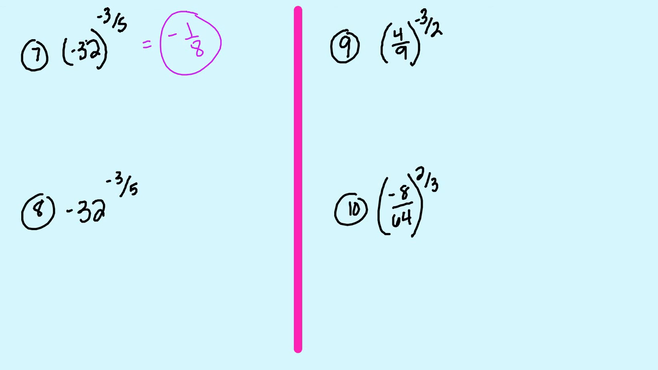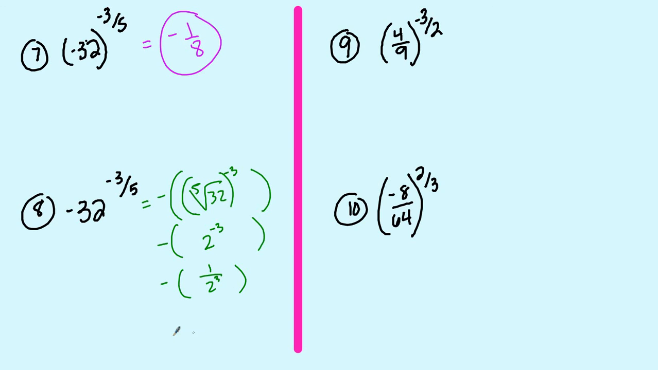Number 8. Let's see. You leave the negative outside. So that's the 5th root of 32 raised to the negative 3. So 2 raised to the negative 3, which is 1 over 2 cubed, negative 1/8, or 1/8. I don't know why I didn't say that with a th.